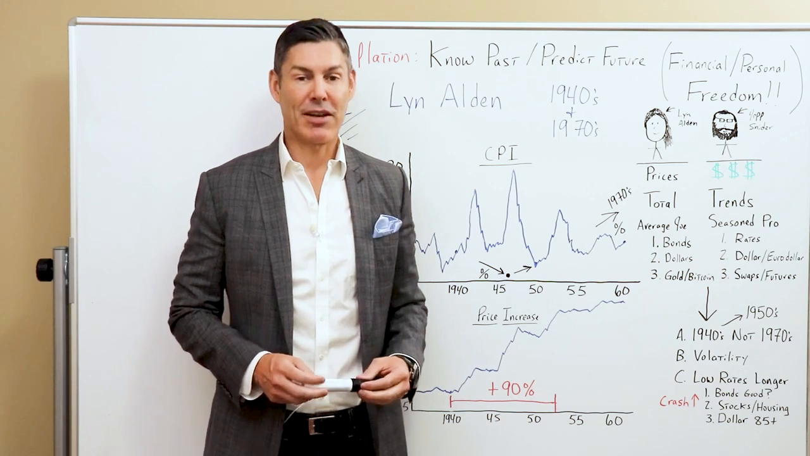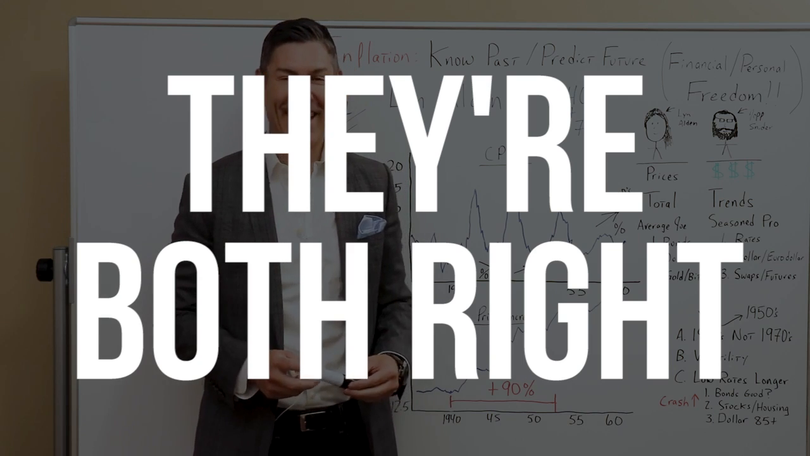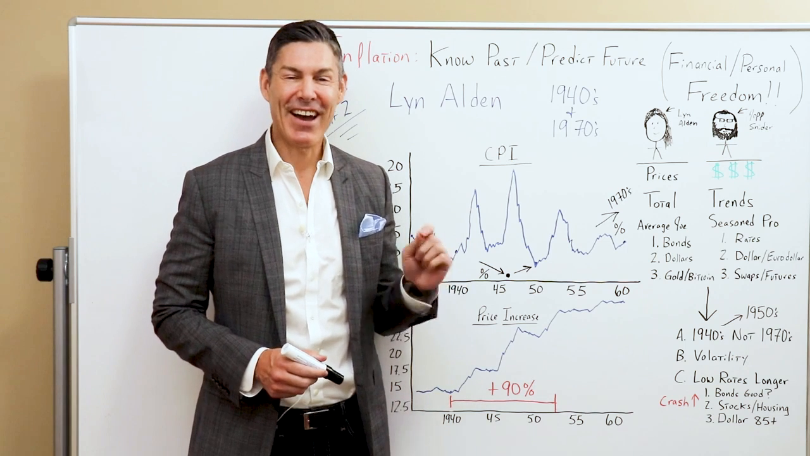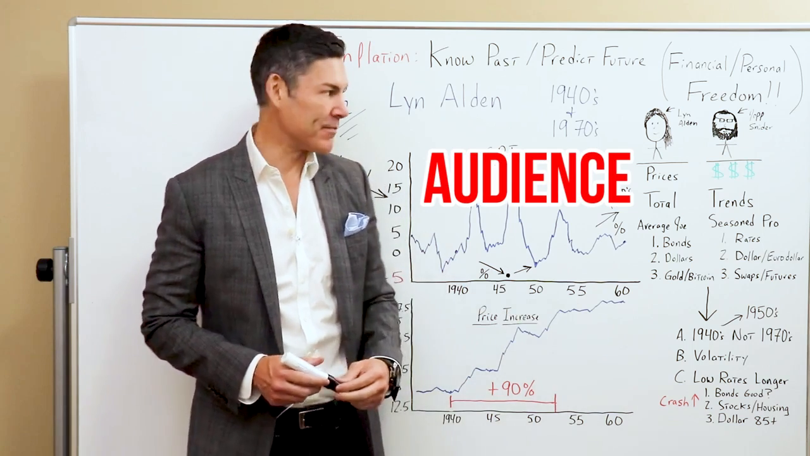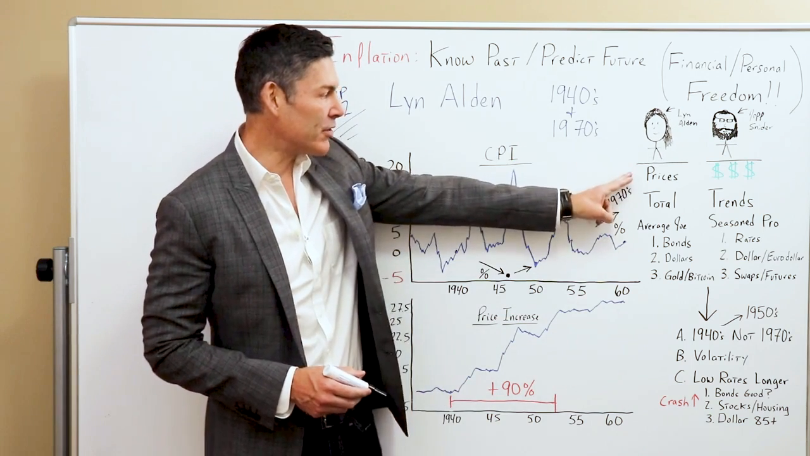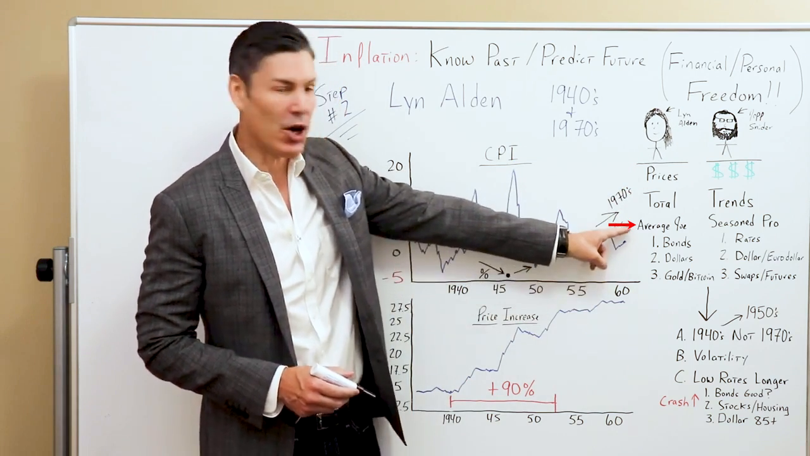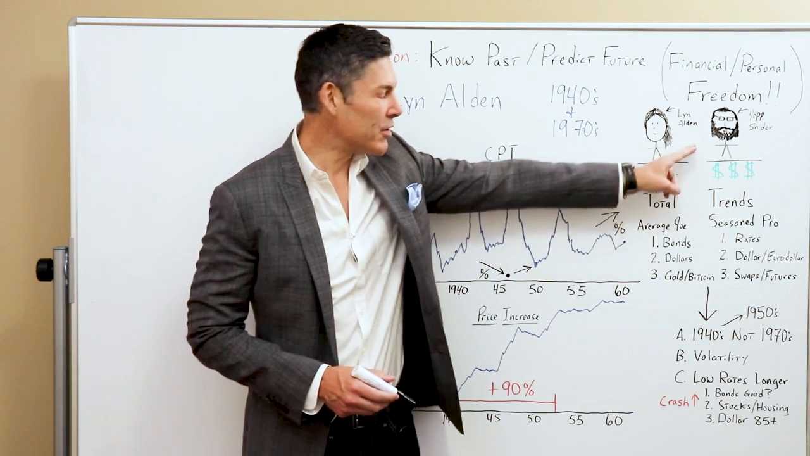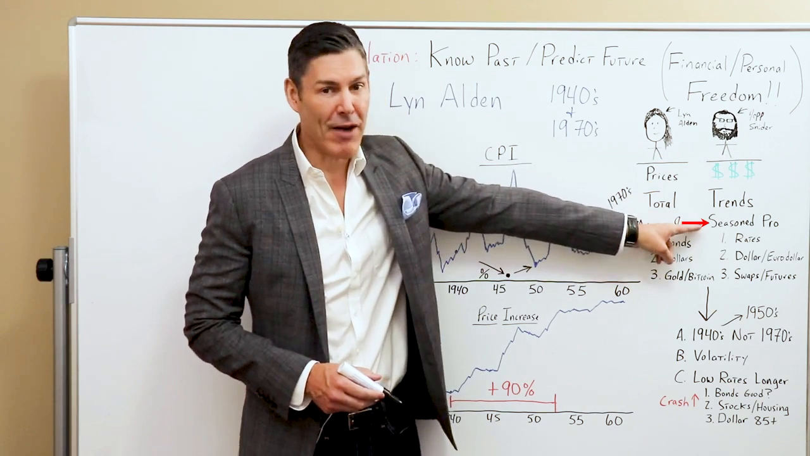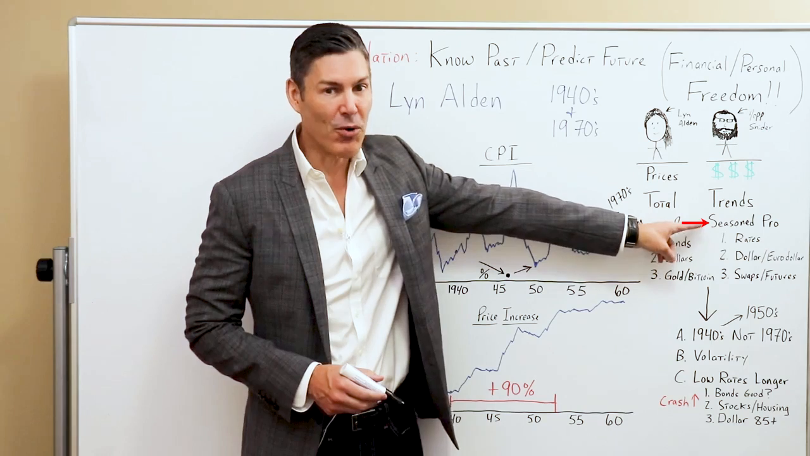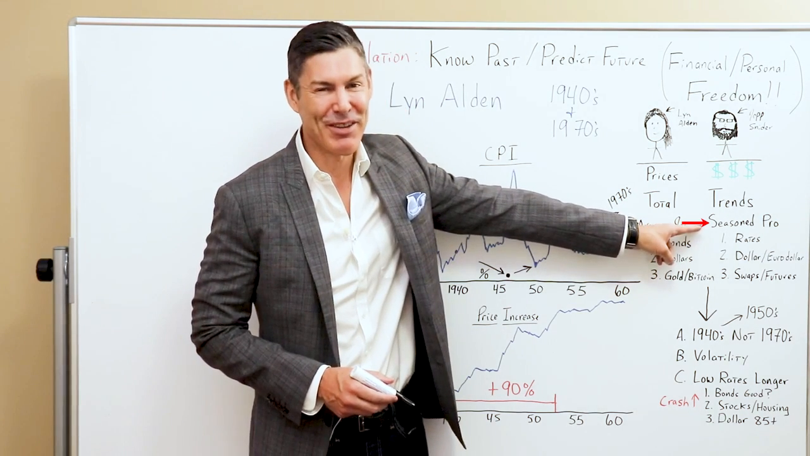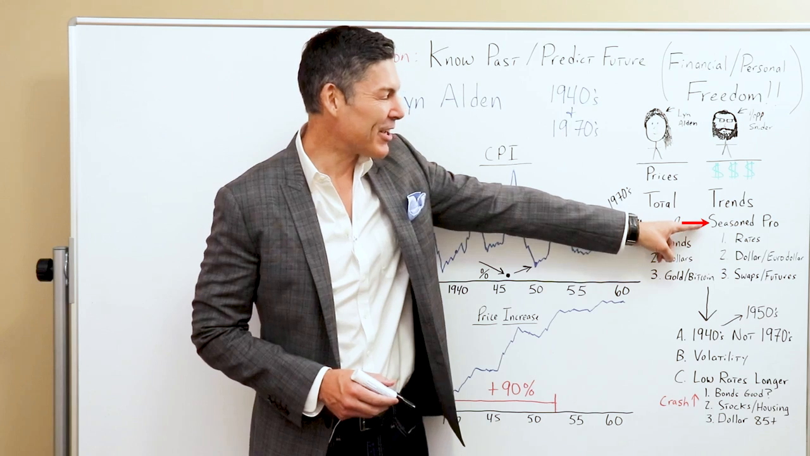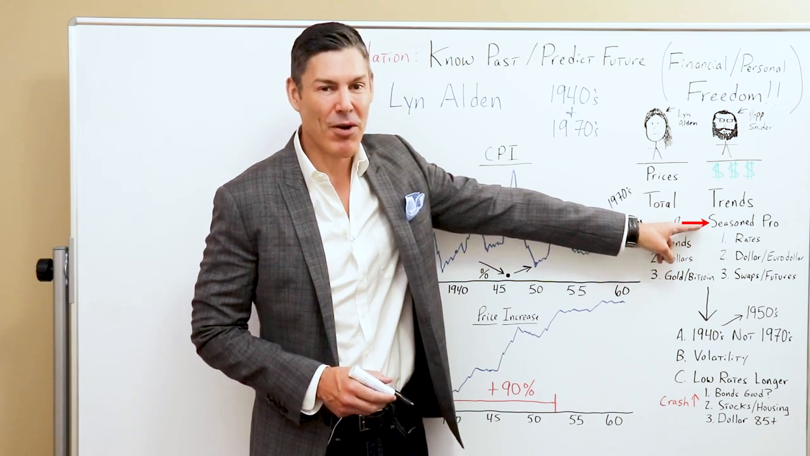I'm going to cop out and say they're both right. And here's why I give you that answer. It all depends who your audience is. See, Lynn is really talking to the average Joe, where Jeff is really talking not to the average Joe, but his more sophisticated cousin. And I should have drawn them up here, shouldn't I? But he's talking to the seasoned pro.